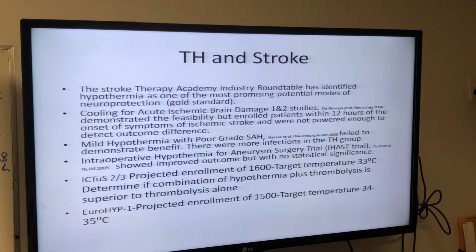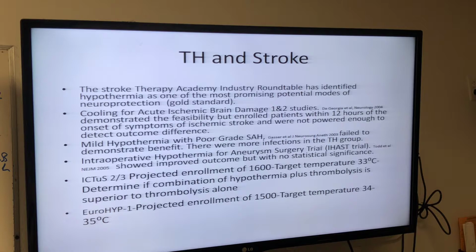Nobody does that anymore. They did studies for cooling, therapeutic hypothermia, for ischemic strokes, and they failed. They did for subarachnoid hemorrhage, and they failed. And the only one that has some success is the IHAST trial, which is intraoperative hypothermia for aneurysm surgery. This is obviously this very delicate surgery, and everybody's like holding their breath because if they touch the aneurysm, they don't see anything. And they may need to just close the skull and call it quits.